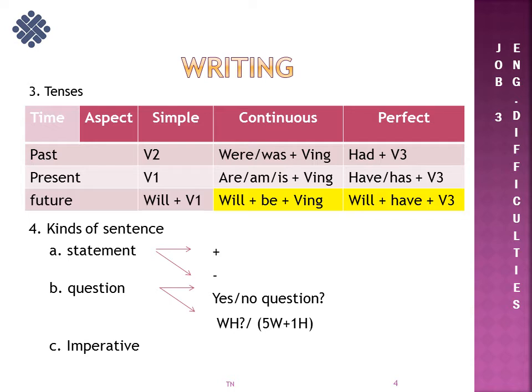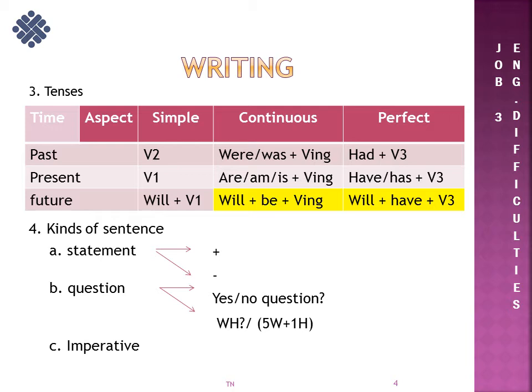The yellow mark here means that we rarely use it in speaking or maybe in writing too. But most of these tenses usually are used in both writing and speaking. Number 4 is about kinds of sentence. You should understand kinds of sentence so that your communication is not awkward although you use simple sentence.